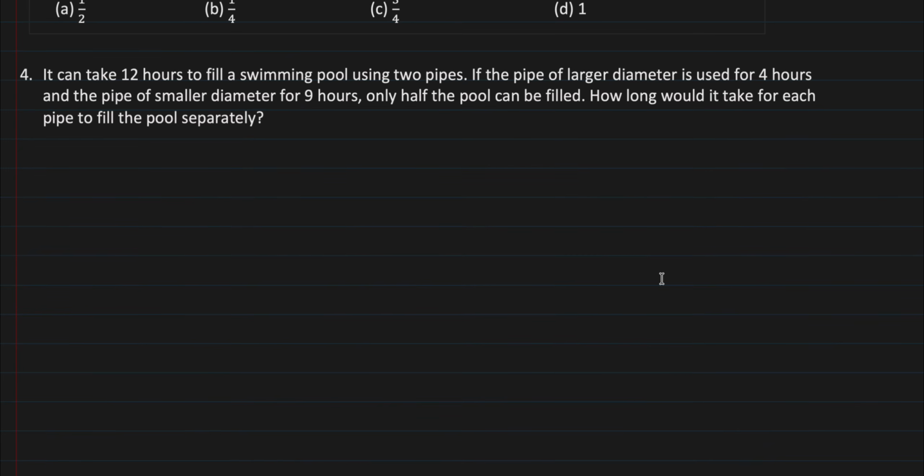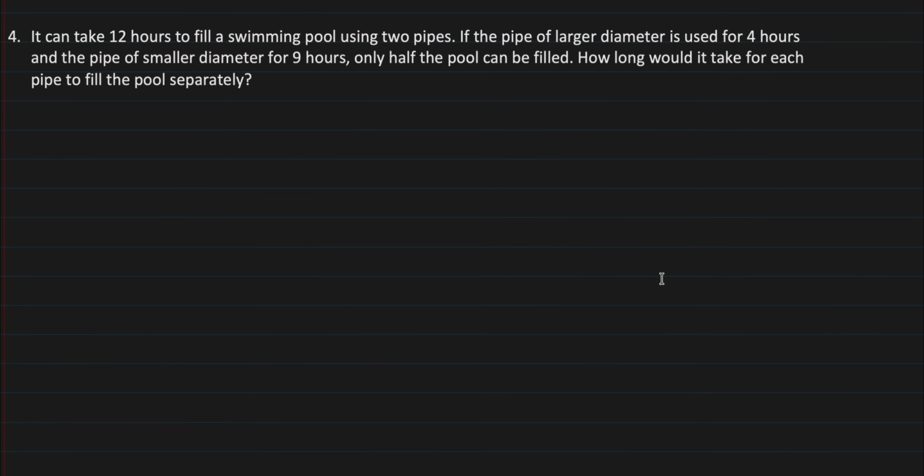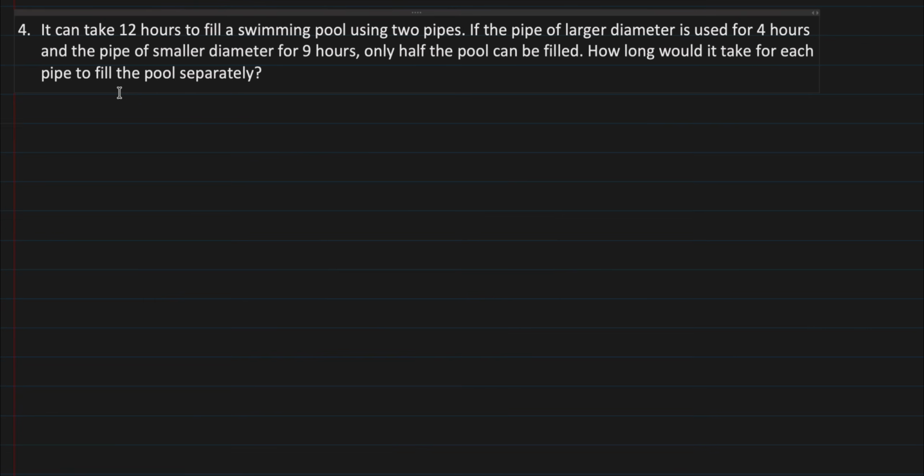Move to question number 4. Now, it can take 12 hours to fill a swimming pool using 2 pipes. If the pipe of larger diameter is used for 4 hours and the pipe of smaller diameter for 9 hours, only half the pool can be filled. How long would it take for each pipe to fill the pool separately? So students, any guesses from which chapter this is? Pipes, time and work, these type of question generally comes in quadratic equation, but this is the one from linear equation chapter, and it is the question from your NCERT exemplar book.